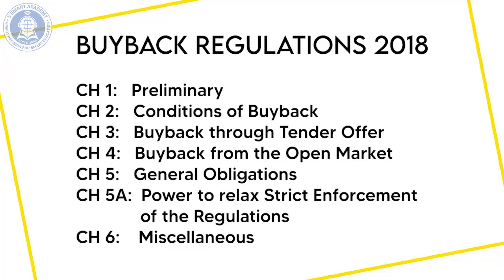Now let's take a look at the contents of the buyback regulations. There are total 7 chapters in the buyback regulations, including chapter 5A. Chapter 1 is preliminary, that is, it contains the definitions of various terms. Chapter 2 is conditions of buyback. Chapter 3 deals with the tender offer method and also with the odd lot market method. Chapter 4 deals with the open market method. Now coming to chapter 5, it deals with general obligations, while chapter 5A deals with SEBI's powers to relax the regulations in certain circumstances. And finally, chapter 6 is miscellaneous.